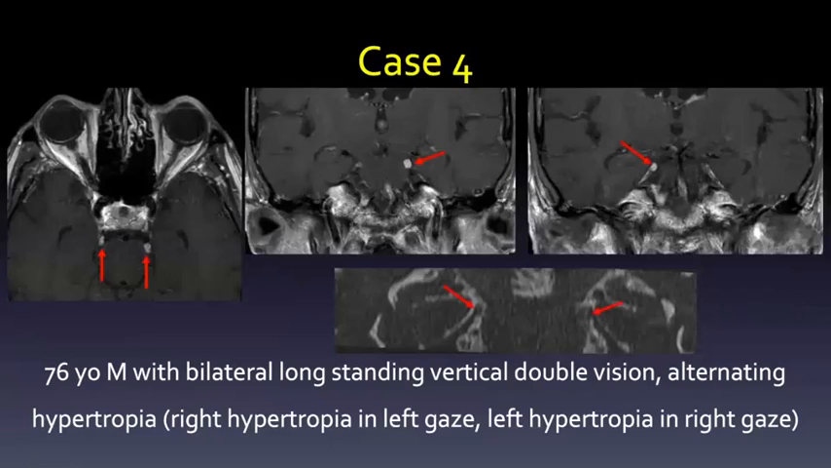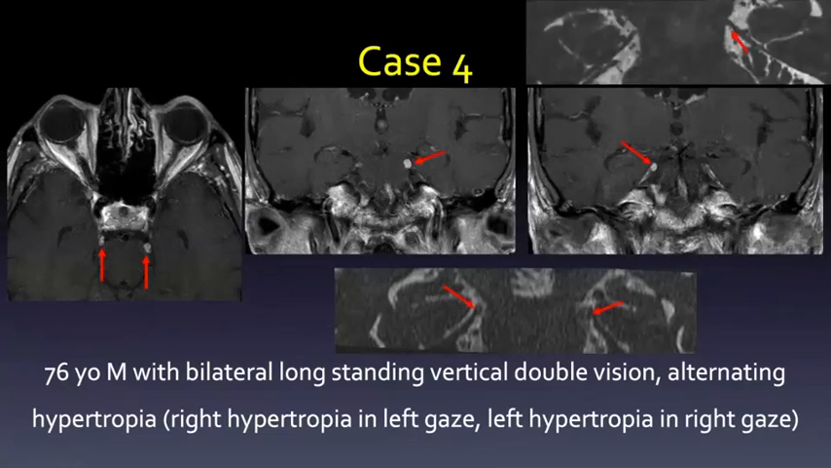On his imaging, we can see two enhancing rounded lesions along the tentorial segment of the fourth cranial nerves, here in comparison with the normal anatomy. These were consistent with bilateral fourth nerve schwannomas. Now, interestingly, he did not have a known diagnosis of NF2 or a known genetic mutation that we know of.